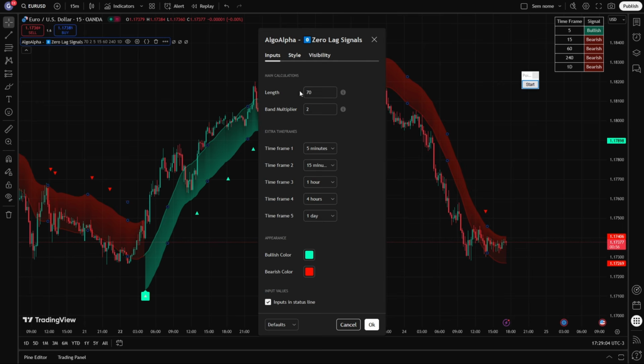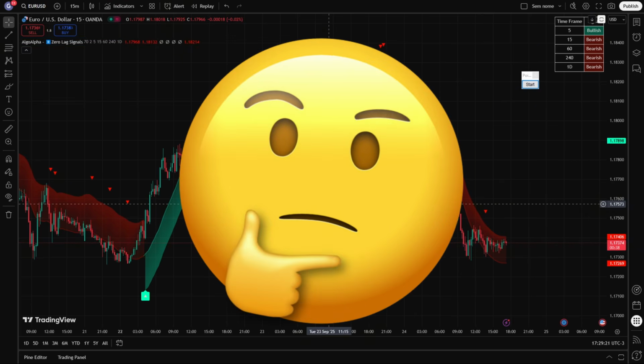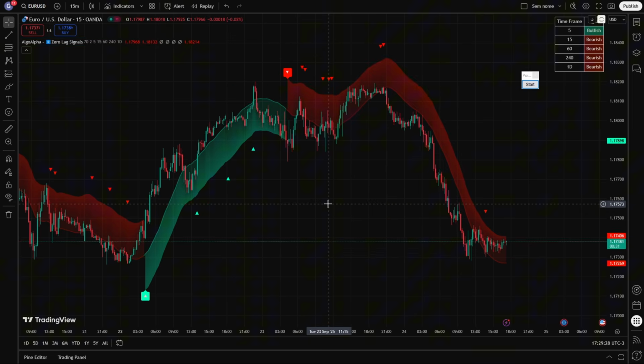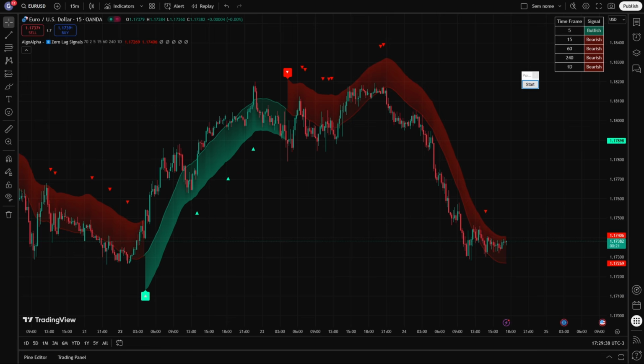I always prefer to set the period at 70 and the band multiplication to 2. This helps ensure that the trends identified are much more precise and accurate. And now, how exactly does the zero-lag signals indicator function? This indicator was designed to minimize trend reading delays. It employs a zero-lag exponential moving average to smooth out price fluctuations and respond promptly to changes in direction.